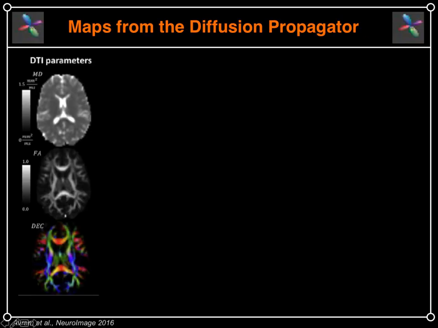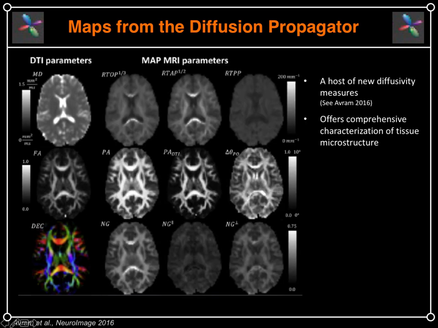Now, as an example, here is one of the more recent advancements that I'm familiar with. In the diffusion world, these are the standard maps that we produce based on the standard diffusion tensor. You have mean diffusivity, you have fractional anisotropy, and you have the directionally encoded color maps. Now, with much more sophisticated acquisition methods, you can produce a whole host of different kinds of maps. What I'm showing you here is based on a fuller characterization of the diffusion displacement profile. And RTOP is the return to origin probability of a diffusing water molecule.